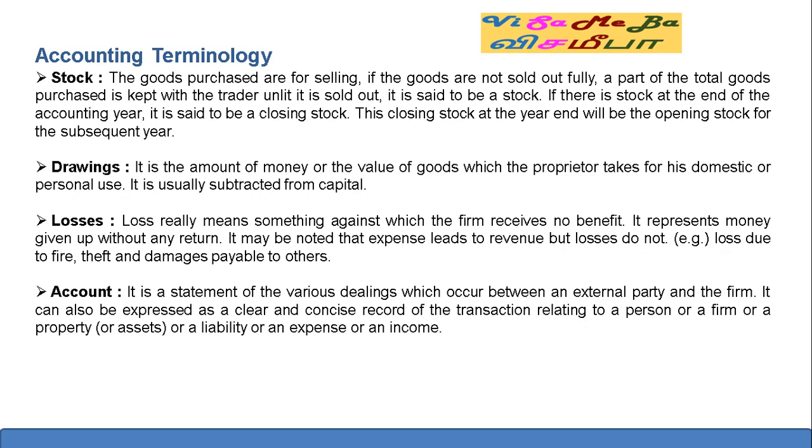Losses. Loss really means something against which the firm receives no benefit. Some examples of loss are due to fire, theft, and damages payable to others. Account. Account is expressed as a clear and concise record of transactions relating to a person or a firm or a property or a liability or an expense or an income.